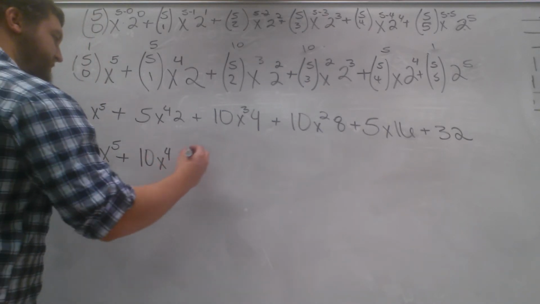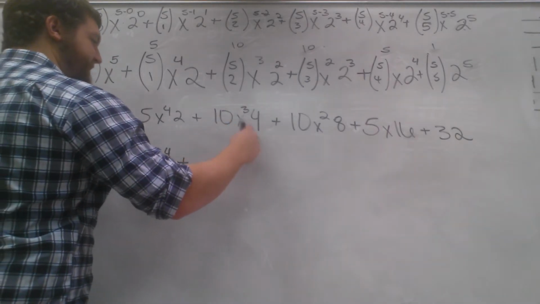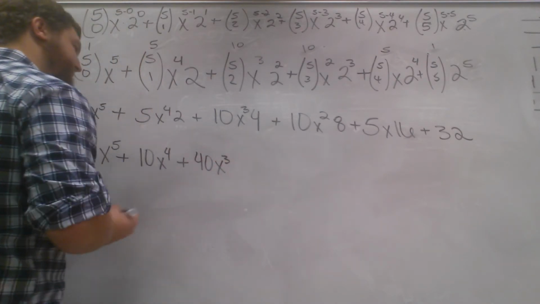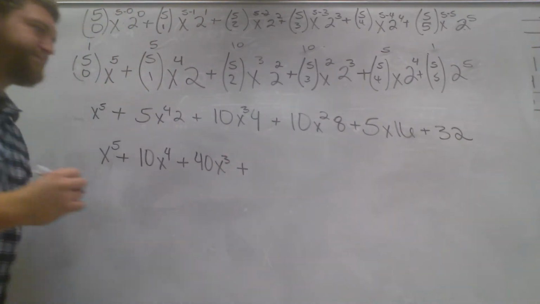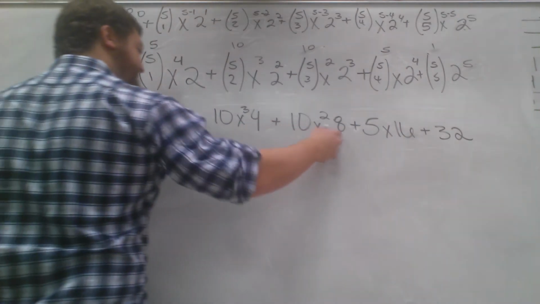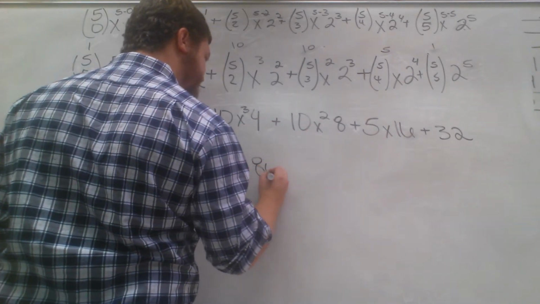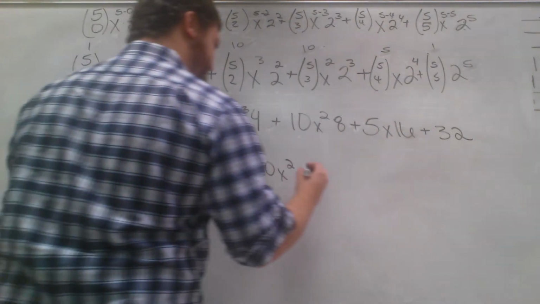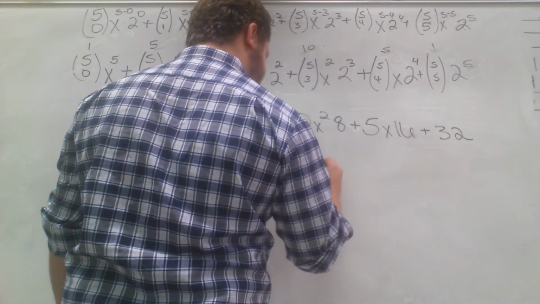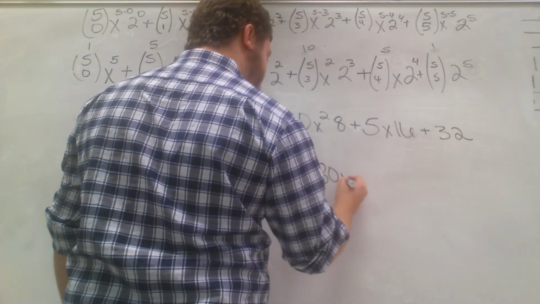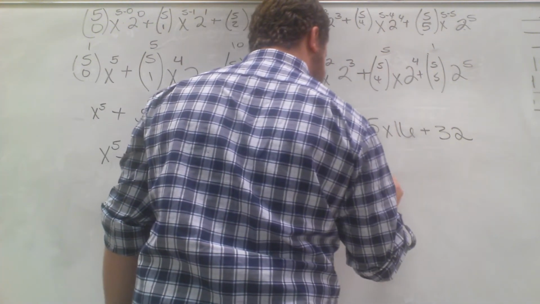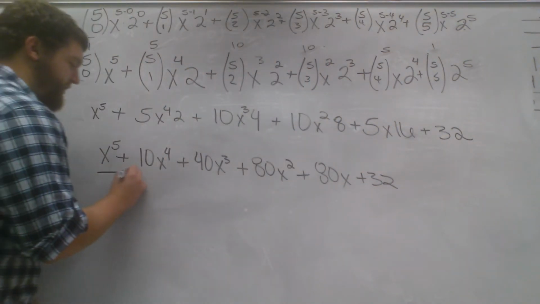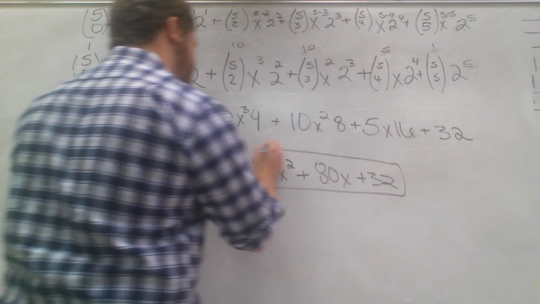Plus, I have 2 whole numbers here, 10 and a 4. So 10 times 4 is 40 x to the 3rd. Plus, whole numbers, 10 and 8. 10 times 8 is 80 x squared. Alright, 5 times 16 is 80x. And last but not least is just 32. And that, my dear friends, is my answer.